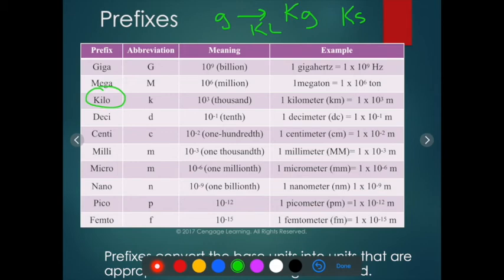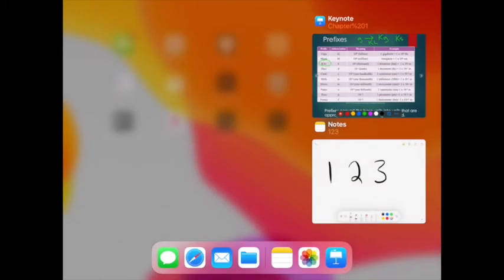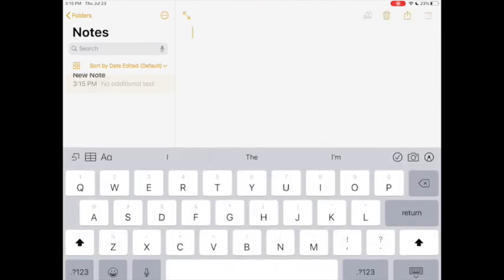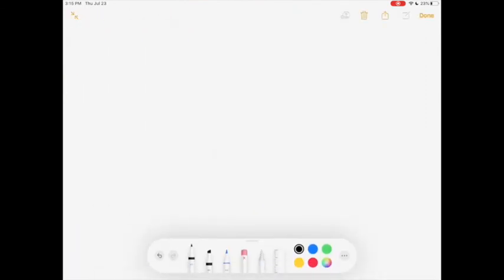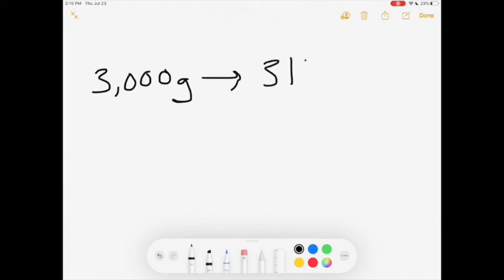Or I can do any of these. I can do deci, centi, milli, micro. What all these prefixes do is make our number smaller. So if I had 3,000 grams and I don't want to work with such a large number, all I have to do is add kilo to my unit, and now I have 3 kilograms. That's the same quantity, but adding that prefix to my basic unit gives me a smaller number.